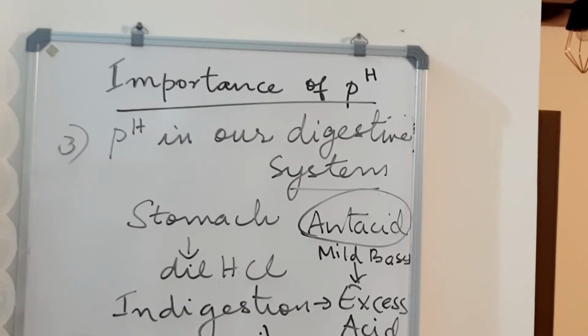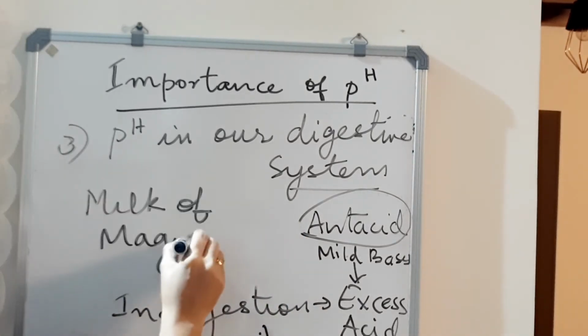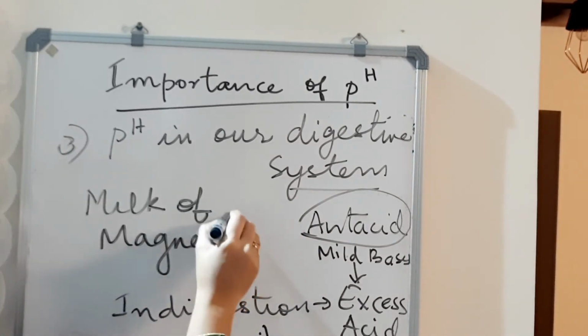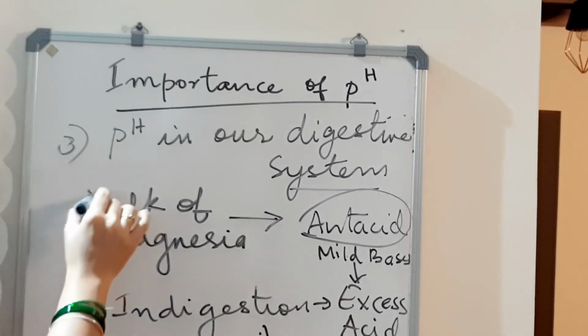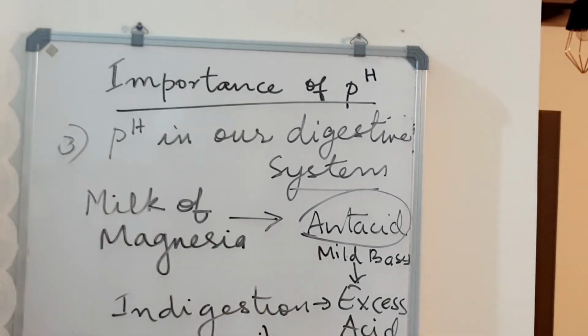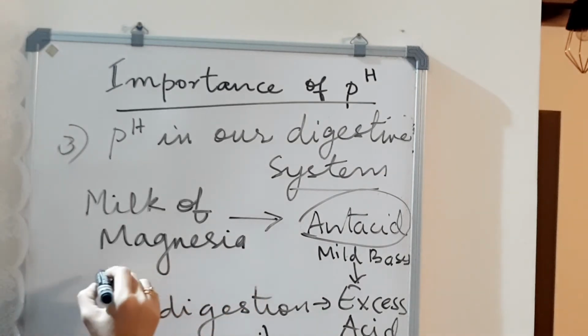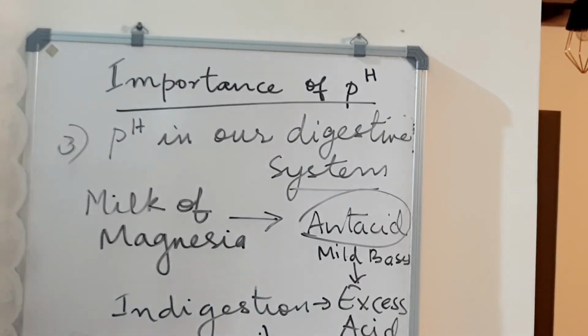There are many other antacids available in the market, but the most commonly used is milk of magnesia, or magnesium hydroxide.